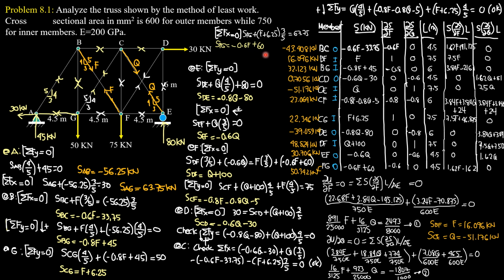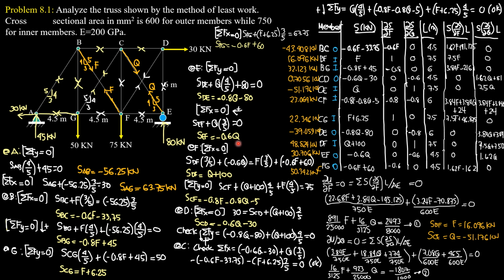Then we proceed at joint E, summation of forces Y equals 0: SDE plus Q times 4 over 5 plus 80 equals 0. So SDE is negative 0.8 Q minus 80. Then summation of forces X equals 0, leftward positive: SEF plus Q times 3 over 5 equals 0. So SEF is negative 0.6 Q.